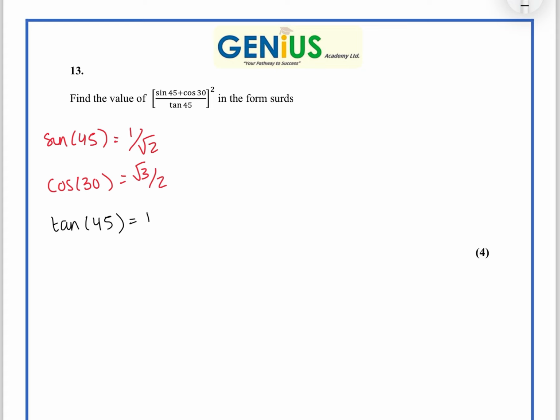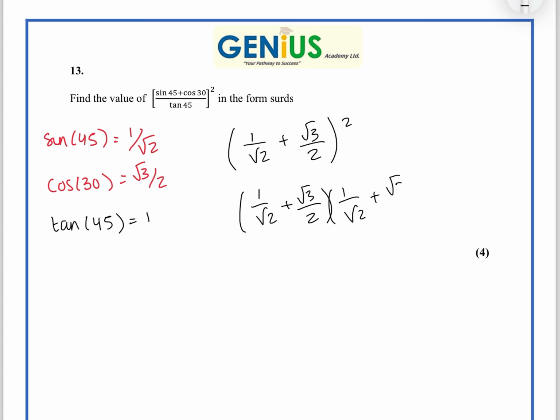So now we can just substitute these in. Tan 45 is 1, then 1 over root 2 and root 3 over 2. We can leave out the tan 45 because that's just dividing by 1. And then to expand the brackets, we have 1 over root 2 times... and that equals 1 over 2 plus root 3 over 2 root 2 plus root 3 over 2 root 2 plus 3 over 4.